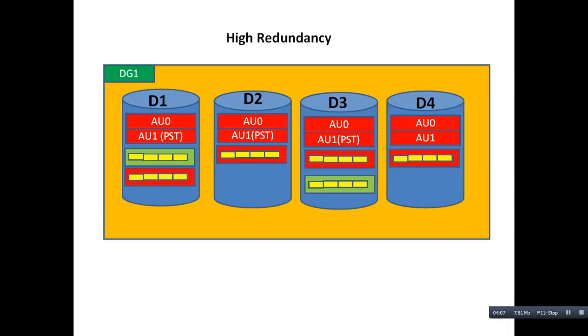So with this, we conclude that every disk in a failure group can have up to a maximum of 8 partner disks. Irrespective of the failure groups that are part of the disk group, in a normal redundancy disk group, only one copy of the primary extent is maintained in other failure groups, and in a high redundancy disk group, only 2 copies of the primary extent are maintained in the other available failure groups.